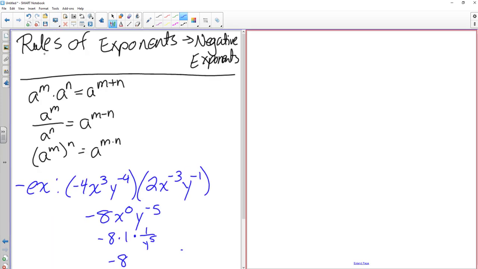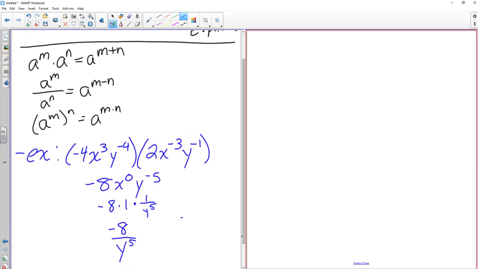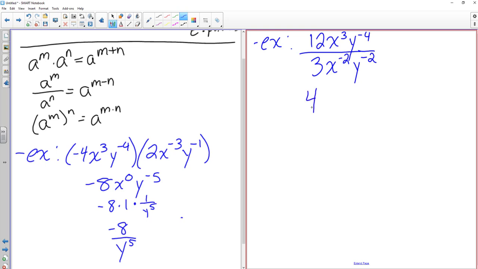Let's do one with the quotient rule. So let's see. On top, I have 12x to the third y to the negative fourth over 3x to the negative second y to the negative second as well. So again, one at a time. 12 divided by 3 first, that is 4.